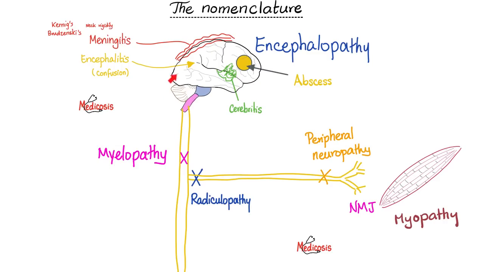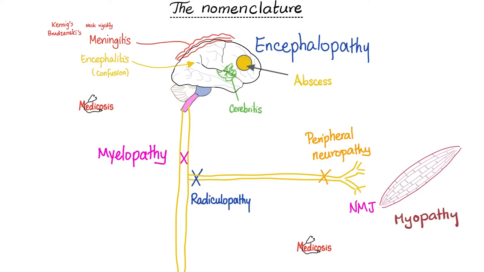If I have a disease in the brain, it's called encephalopathy. If I have inflammation of the brain, it's encephalitis. If I have inflammation of the meninges that cover the brain and the spinal cord, it's called meningitis. If I have a pathology in the spinal cord, it's called myelopathy, not encephalopathy. If I have a problem in the nerve roots, as the nerve exits or enters the spinal cord, it's radiculopathy. Pathology in the peripheral nerve is named peripheral neuropathy. Pathology in the muscle is called myopathy.